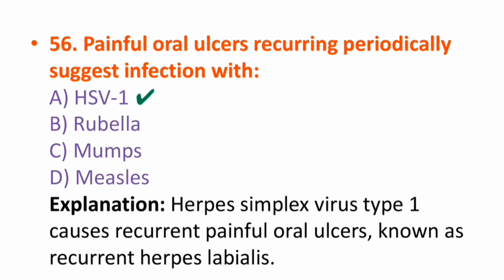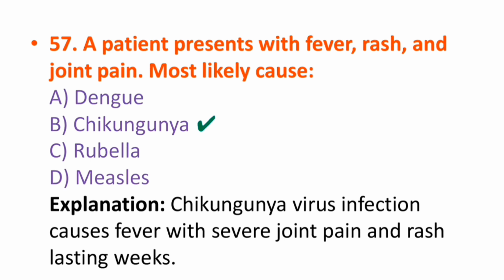Painful oral ulcers recurring periodically suggest infection with option A HSV-1, herpes simplex virus type 1, option B rubella, option C mumps, option D measles. The correct answer is option A. Herpes simplex virus type 1 causes recurrent painful oral ulcers known as recurrent herpes labialis.